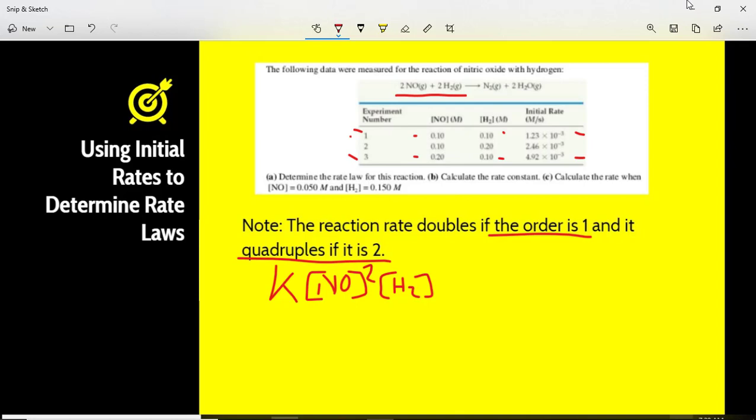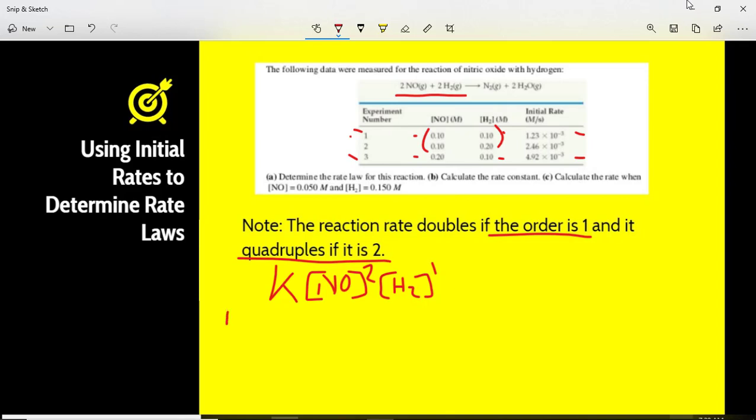And then if we look at H, let's look at the first and second one here, because NO stays the same and H doubles. So if H doubles here, the reaction rate also doubles, so the reaction order there is 1. So we've solved for that pretty straightforward. Let's go ahead and calculate the rate constant. In order to do this, we can just pick any of these and plug in and solve. So let's just do the first one there.